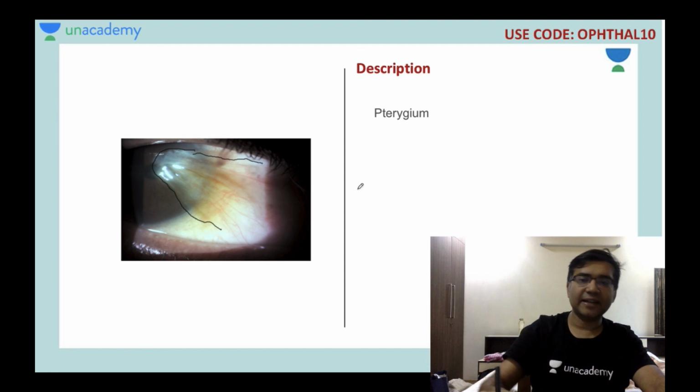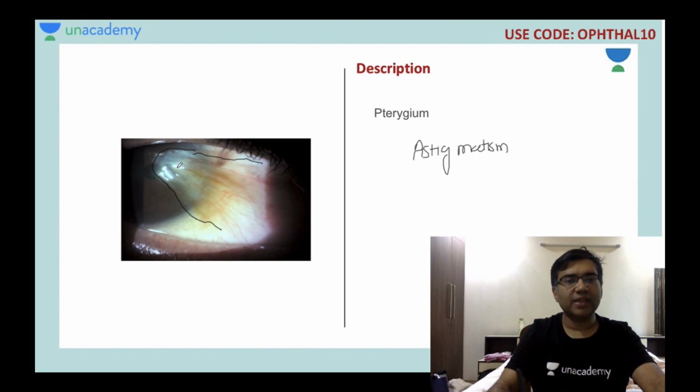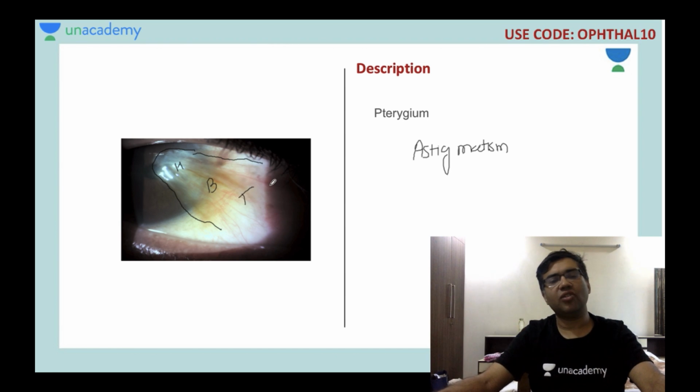So I write it here. The most common cause of decrease in vision in the patient of pterygium is astigmatism. You can see this is the head, the body and the tail of pterygium.